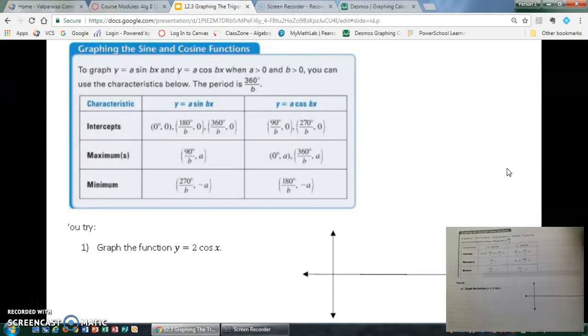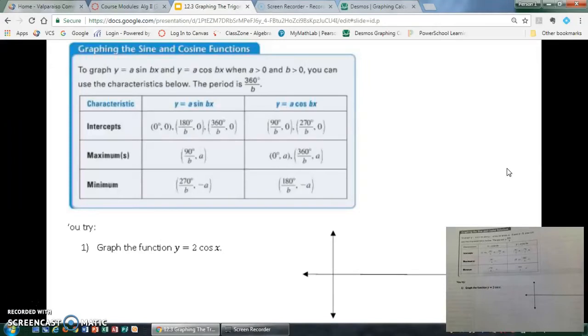So taking a closer look at how to graph the sine and the cosine functions. The parent functions, y equals sine x and y equals cosine x, we've already seen those. But what if there's a multiplier on the value of the function, or a multiplier on the value of the number of degrees? Well, that's going to change the look of our graph.